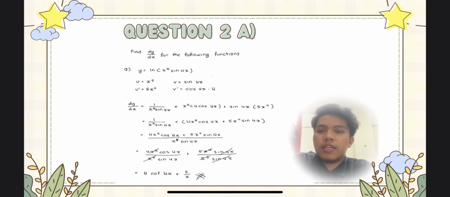Then we will proceed to the calculation steps. dy/dx equals 1 over x^5 sin 4x, which is what we get when we differentiate the ln, times x^5 times 4 cos 4x plus sin 4x times 5x^4. Proceed to the next one. 1 over x^5 sin 4x times 4x^5 cos 4x plus 5x^4 sin 4x.